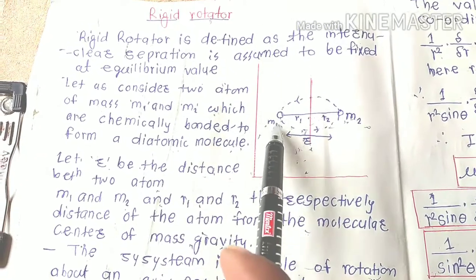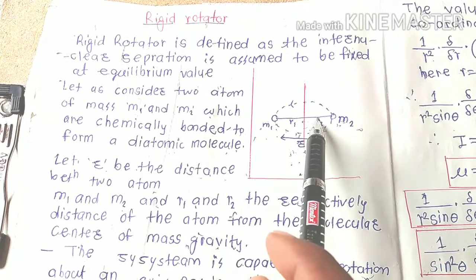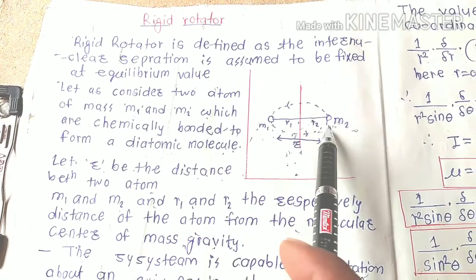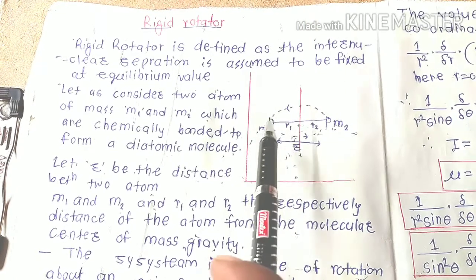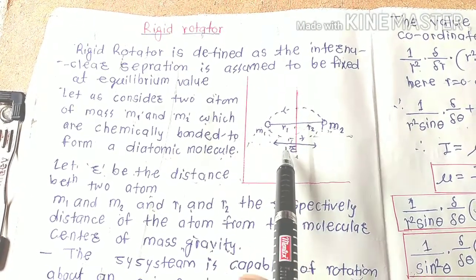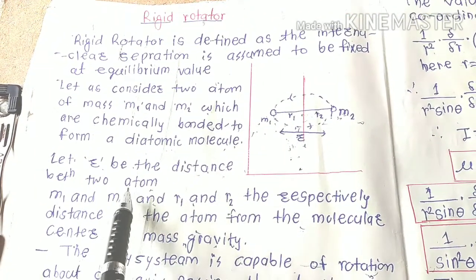See the figure here. This is the first atom and this is the second atom, which are chemically bonded to each other and form a molecule. Here m2 is the mass of the second particle, m1 is the mass of the first particle, and this is the distance between the two particles, denoted by r. So let r be the distance between the two atoms.